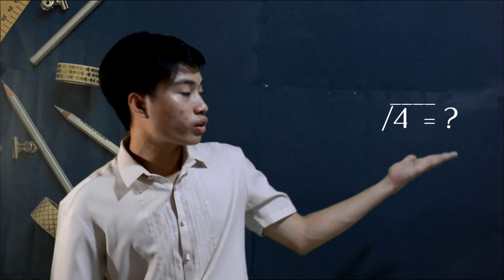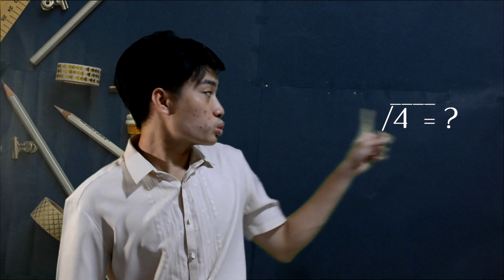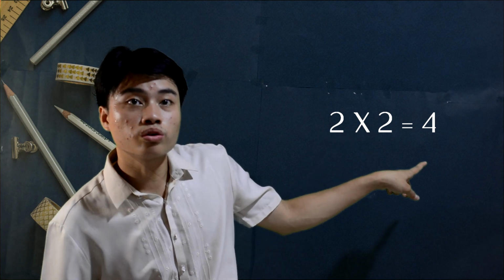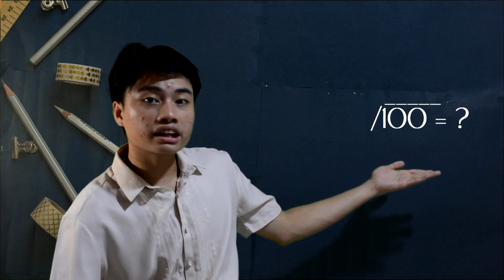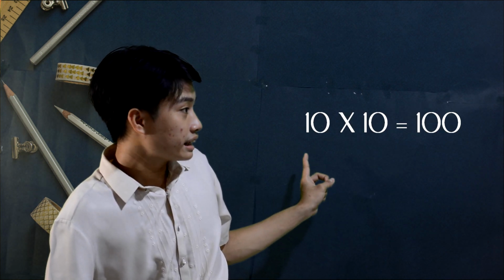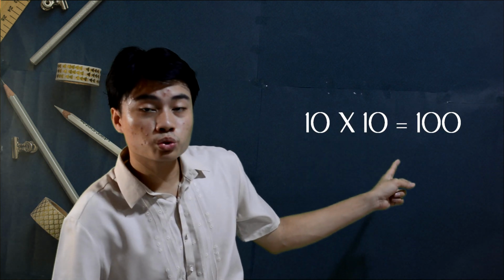Before we proceed, let's recall first the concept of square root. According to the Mathematics Dictionary, square root is the number that when you multiply to itself, it will give us the value. For example, the square root of 4 is equal to 2 because 2 times 2 is equal to 4. The square root of 100 is equal to 10 because 10 times 10 is equal to 100.